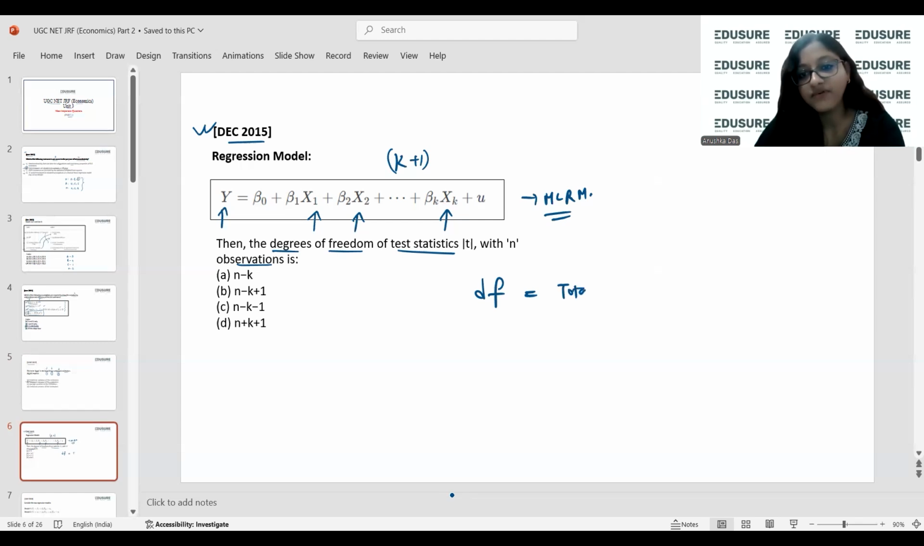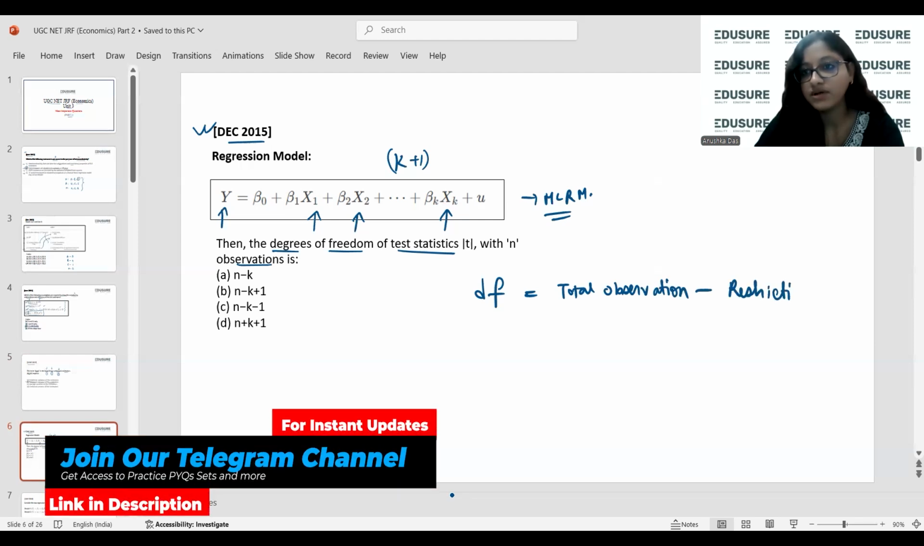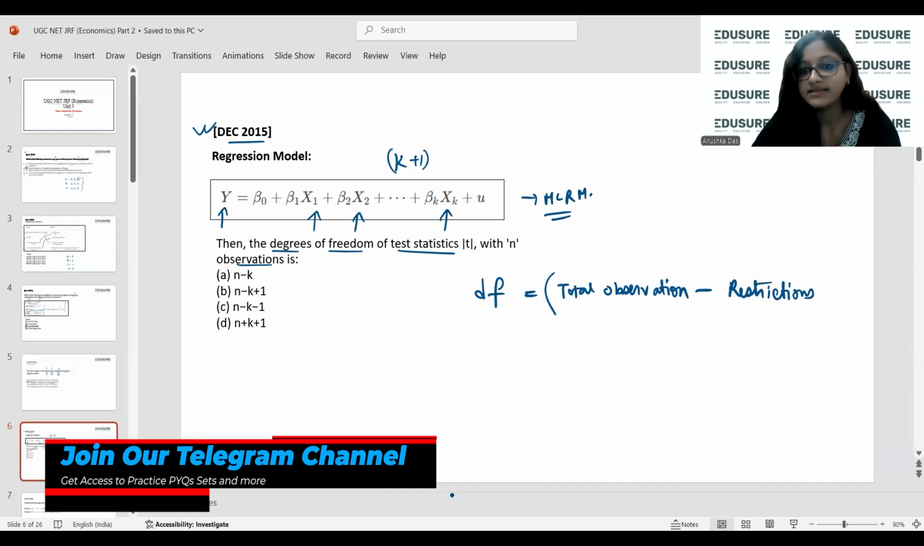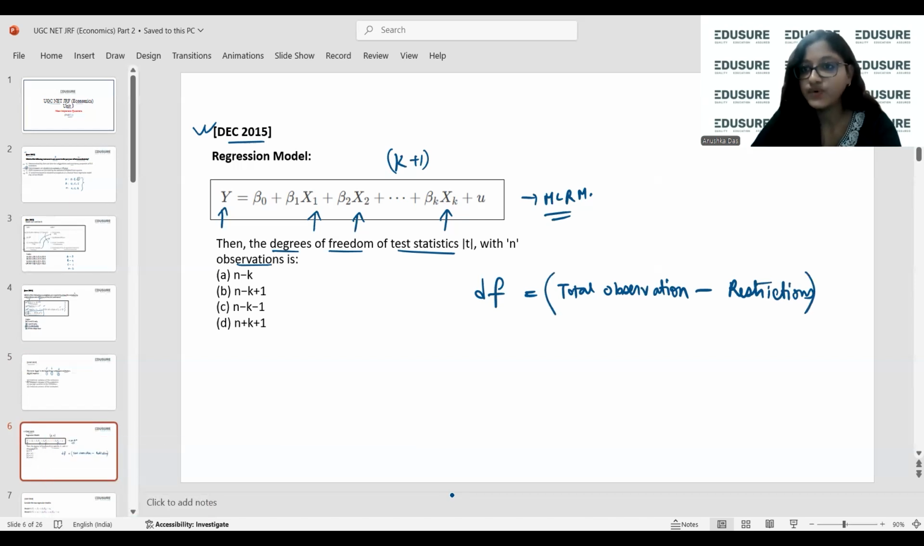So let me write it down, then I'll explain. Degrees of freedom is the total number of observations minus the total number of restrictions. This is the simple concept of degrees of freedom. Total observations is simply n, which is given to you. There are n number of observations. Now, total restrictions means how many parameters are in your model which you need to estimate.